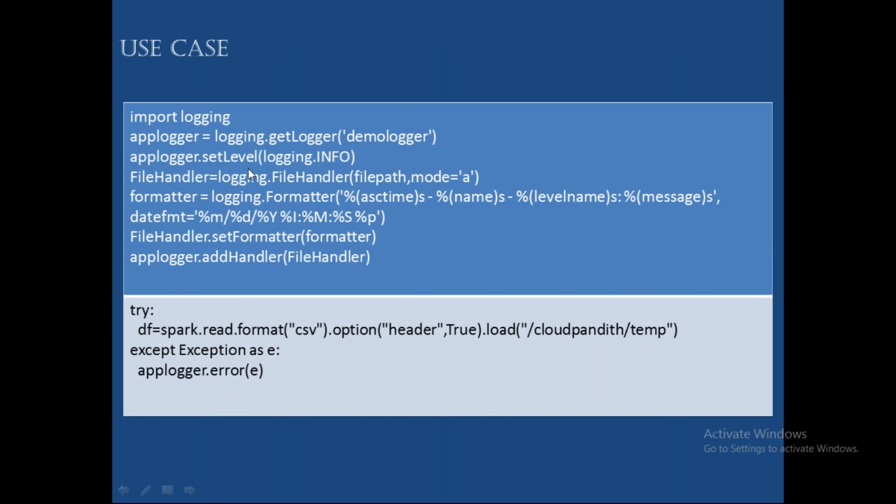So the use case is, let's say I'm going to implement all this logging. I have an app logger. For example, df = spark.read.format csv option header equal to true load. This is a path which is not available, so it is going to throw an exception saying the file or path does not exist. Some error you will get as a message. I want to write it into my app logger using logger.error(e). If you do that, this message will be written to the log file which I mentioned here.